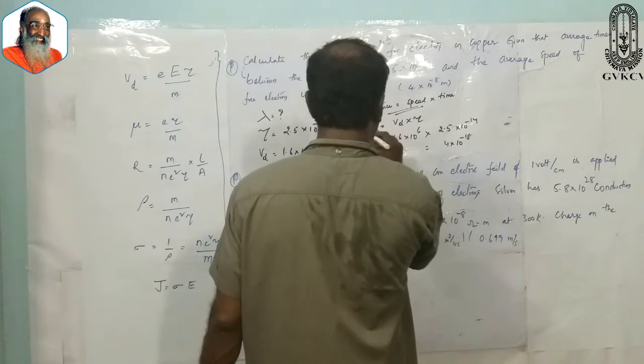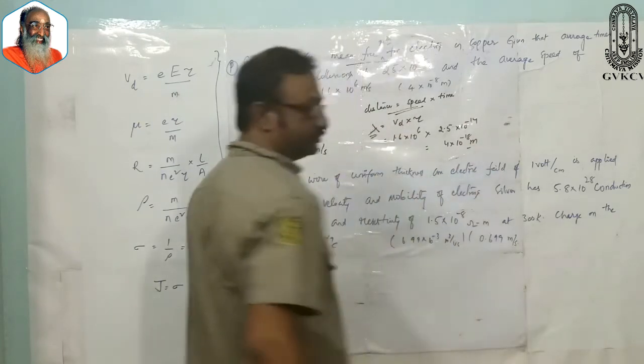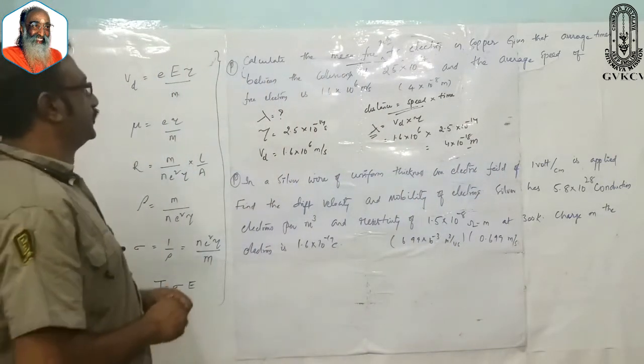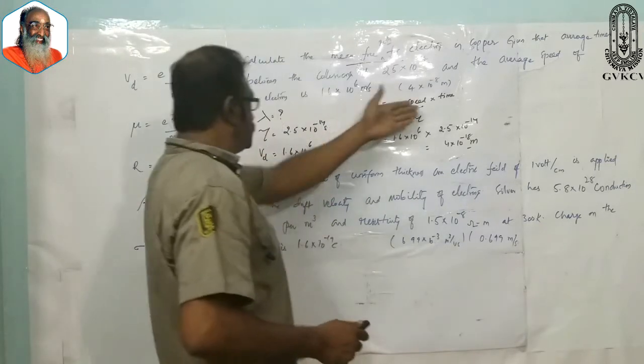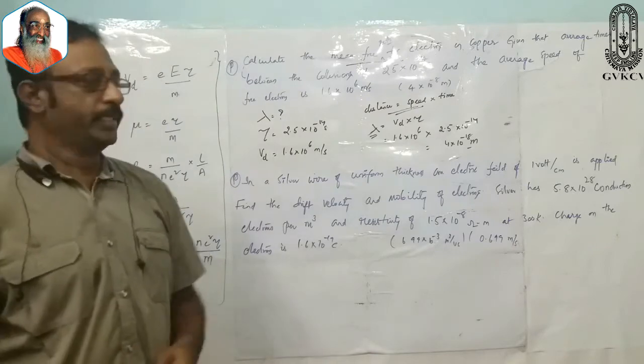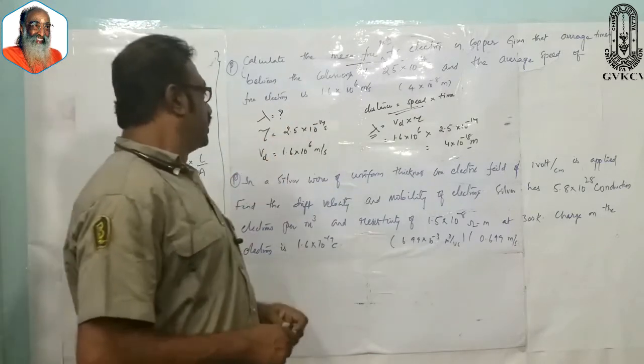We found the distance, isn't it? So the unit is meter. That's the problem. A very simple problem, where the simple relation we use is distance is equal to speed into time. So lambda is equal to Vd into tau here.